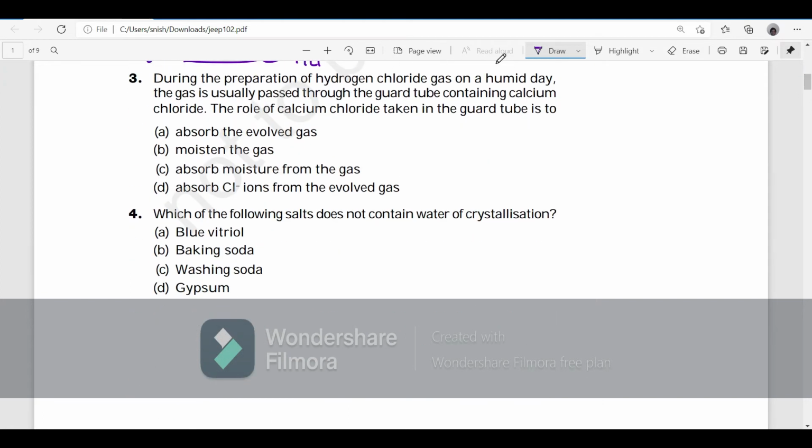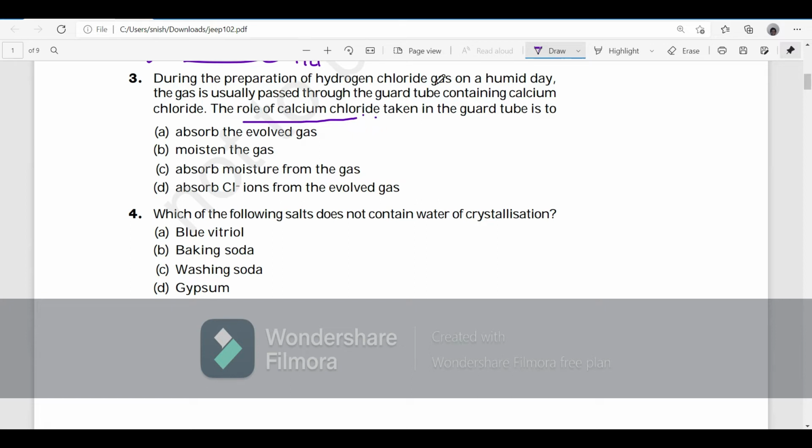During the preparation of HCl gas on a humid day, the gas is usually passed through a guard tube containing calcium chloride. The role of calcium chloride taken in the guard tube is? So this is an activity in the NCERT textbook being mentioned. So the role of that calcium chloride in one of those activities is basically, what is the setup?